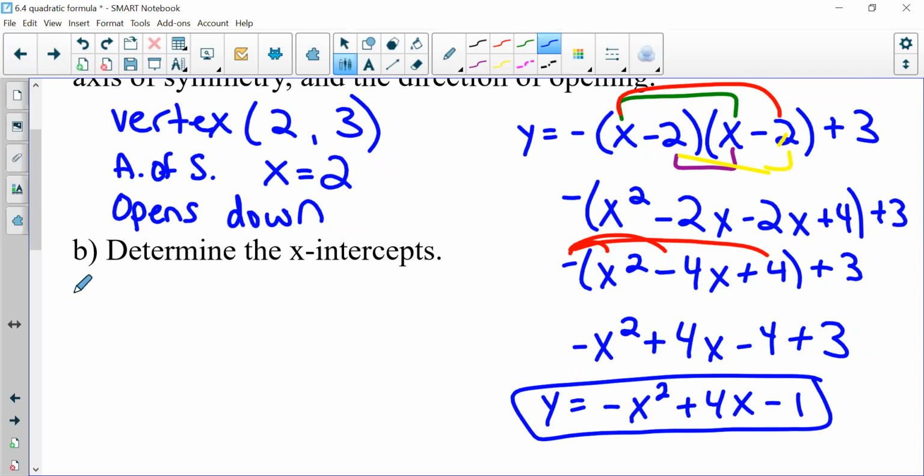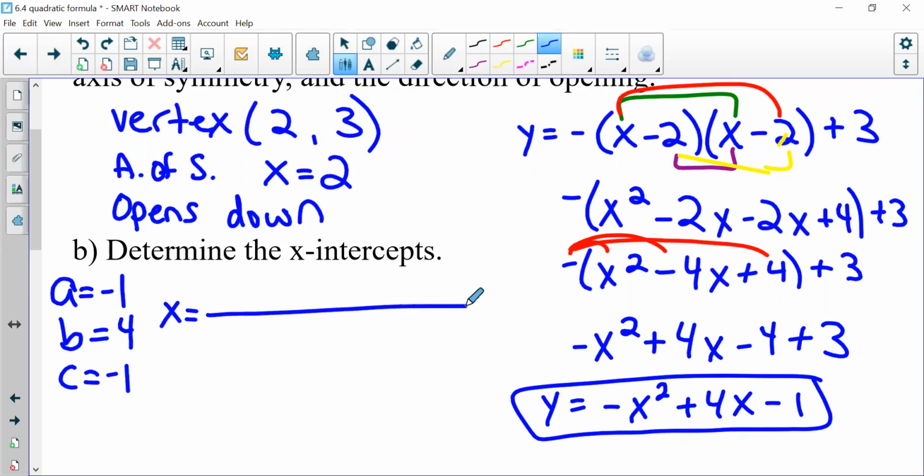What's your A value? Negative 1. What's your B value? 4, just the number of that. Yep. And what's my C value? 7. Okay, I want you to put this in your calculator and tell me where the x-intercepts exist.